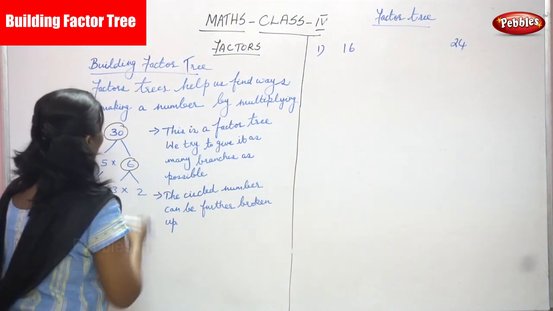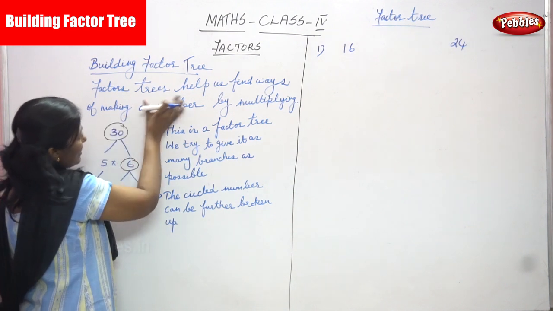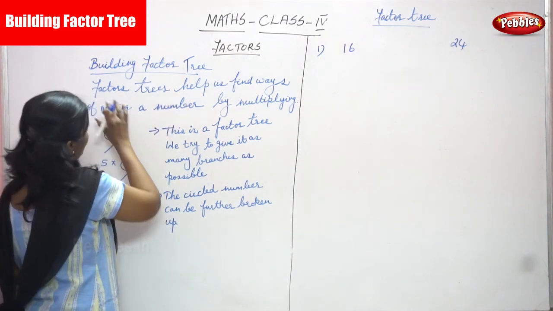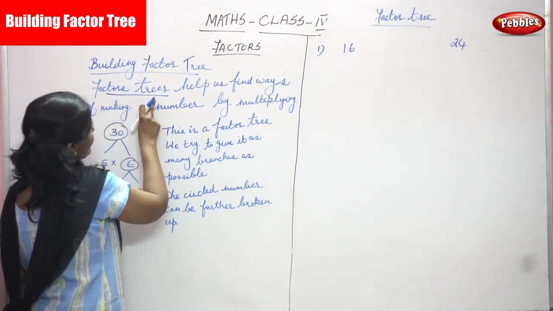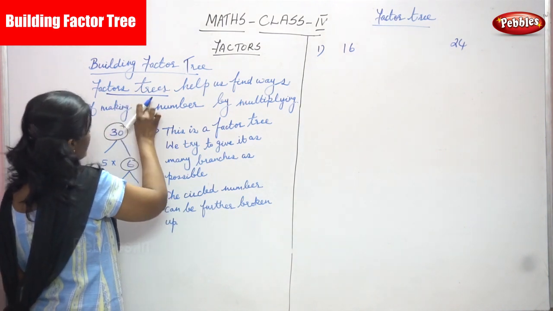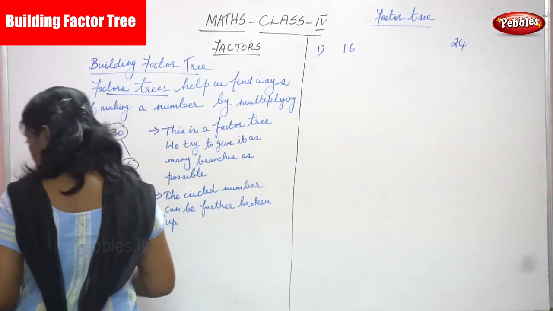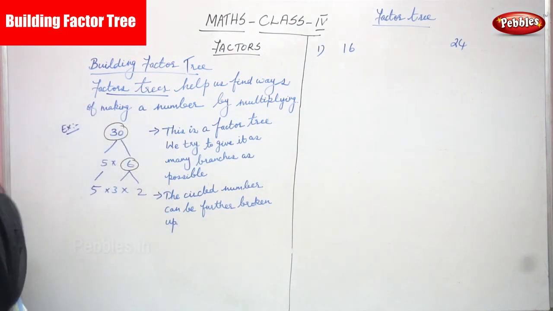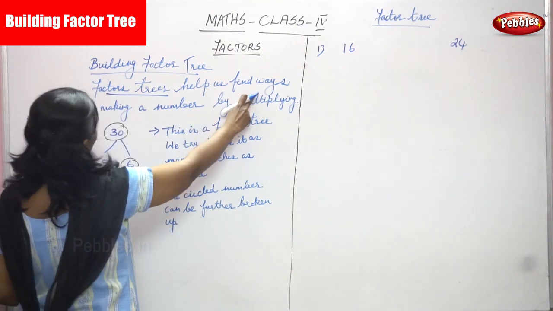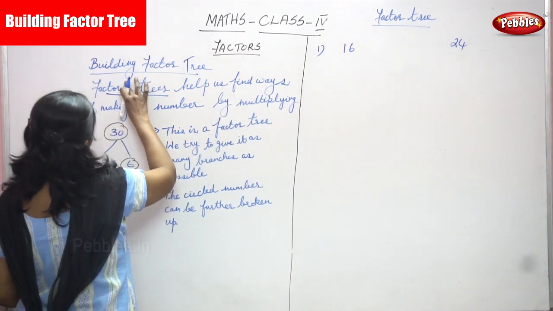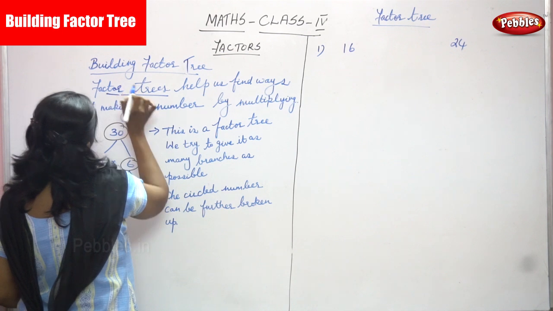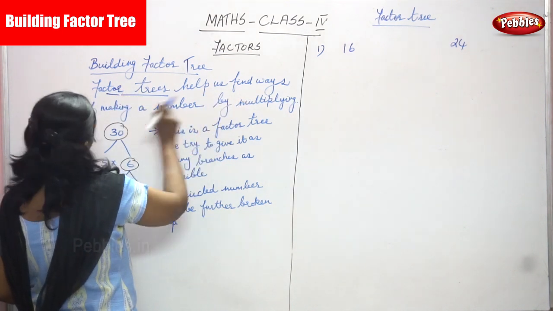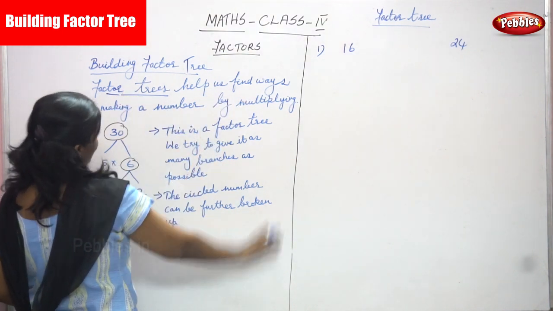That is the meaning, the particular definition. Okay, that is the factor tree definition. I will repeat once again. Factor trees help us find ways of making a number by multiplying.